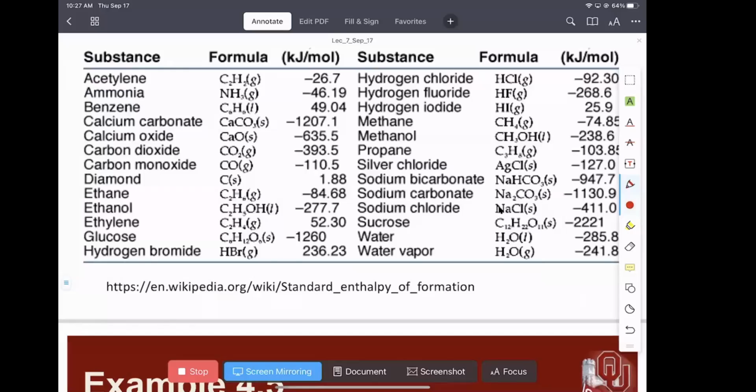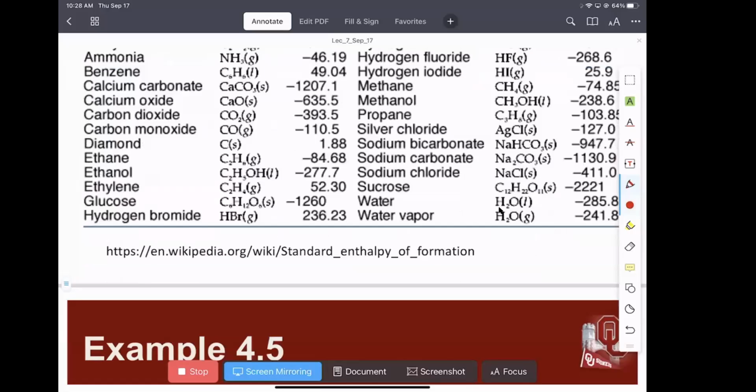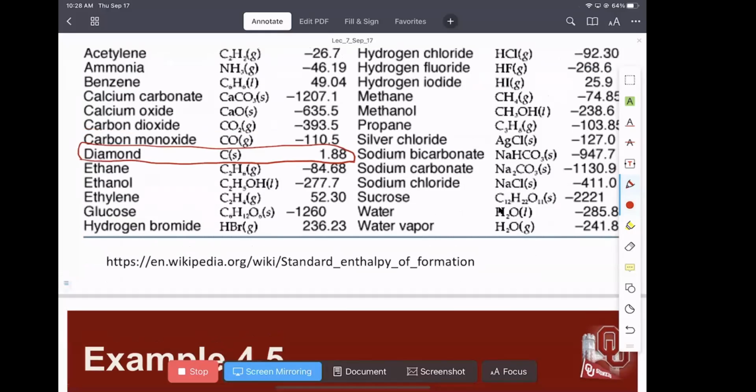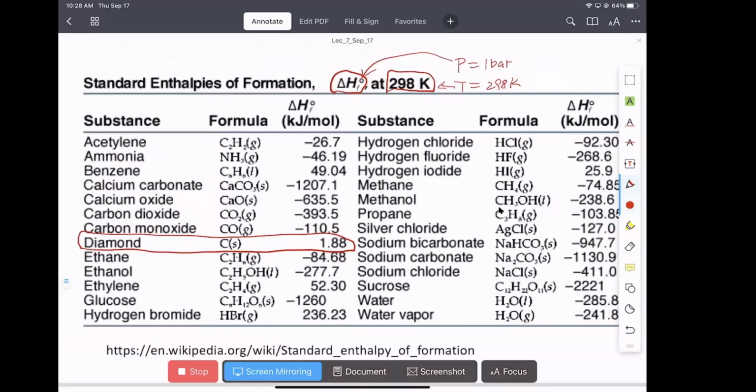Okay. I don't want to add a note. If you think about the diamond, the formation energy is not 0, meaning diamond is not the most stable phase of pure carbon. Okay.